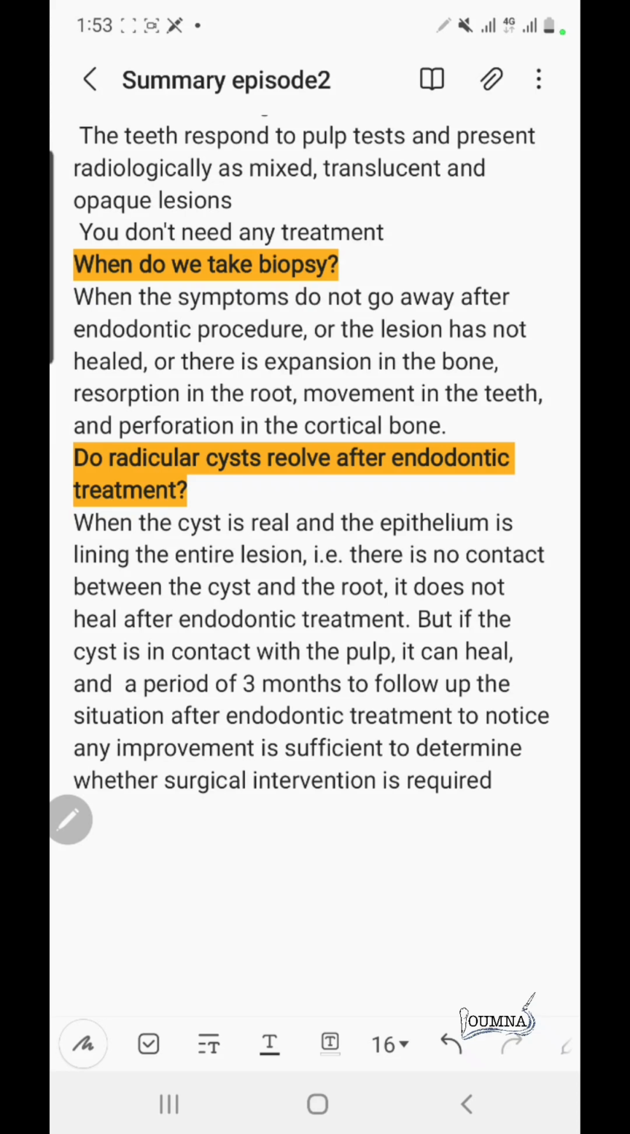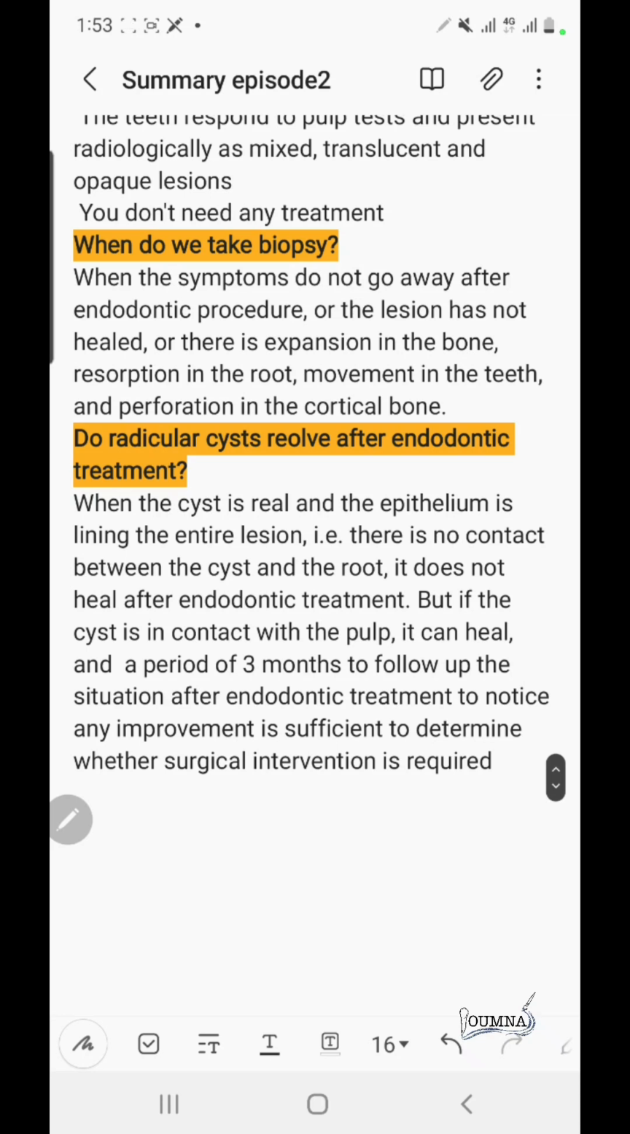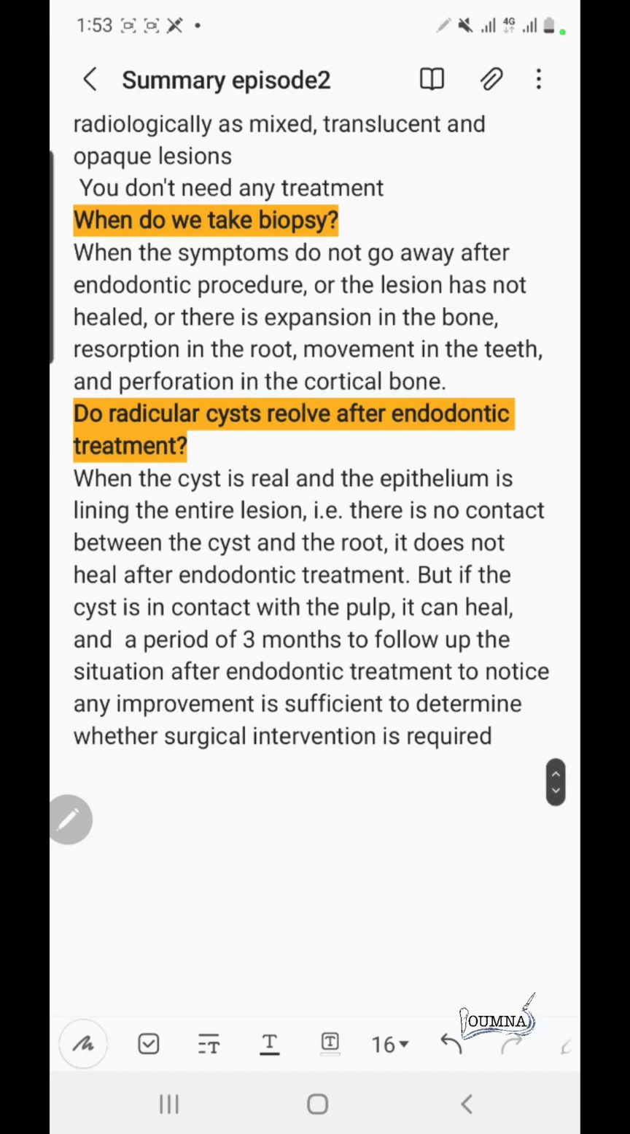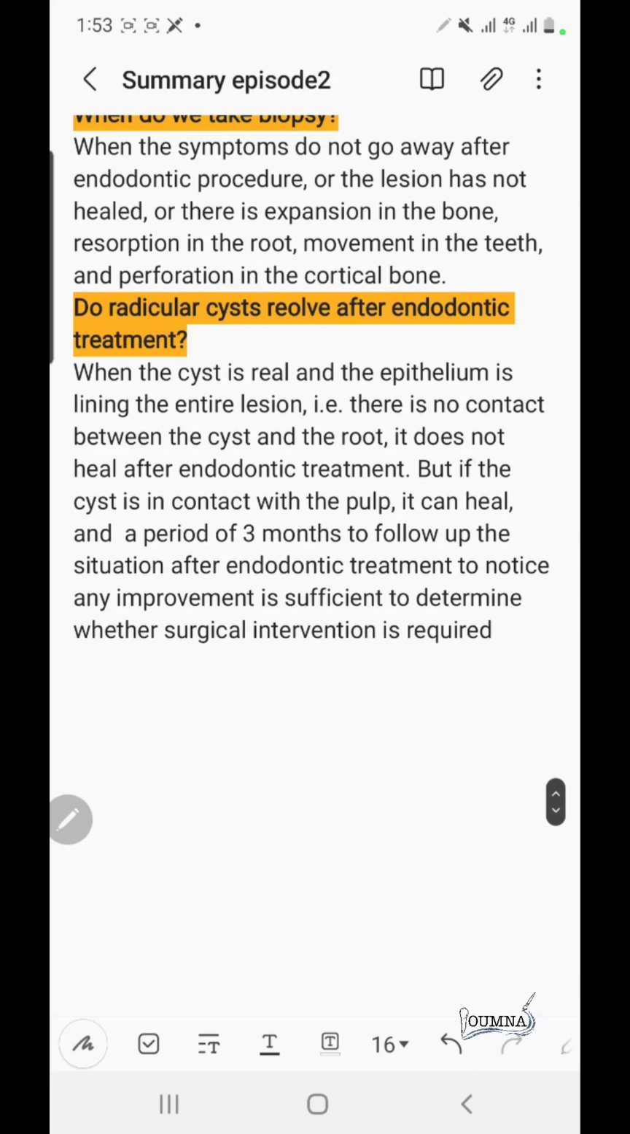Final two questions. When do we need to take a biopsy? When the symptoms do not go away after endodontic procedure, or the lesion has not healed, or there is expansion in the bone, resorption in the tooth, movement in the teeth, and perforation in the cortical bone.